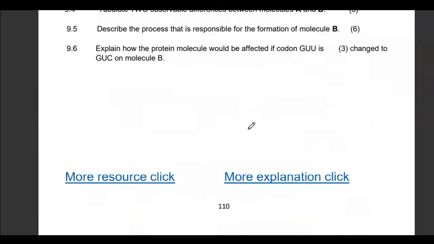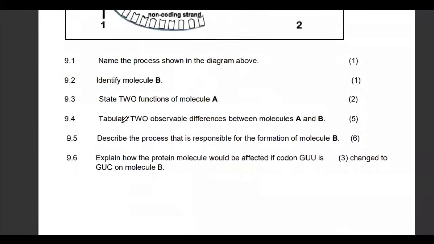Then another question is still the same tablet. Whenever you talk about tablet, make sure that you draw a nice table so that you get that 1 mark. That's why there are 5, because they're asking for 2. They give you 2 marks there, and then 1 mark for tabulating.